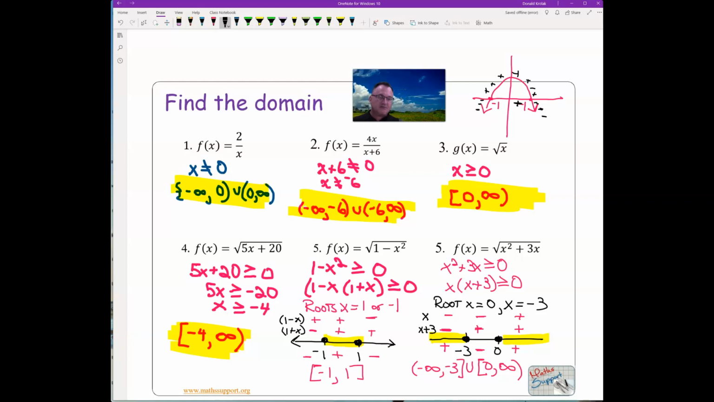Pick a number between -3 and 0, like -2. Plug it into those, I get a negative and a positive. When these get multiplied like they are right here, that gives me my sign. And then the last one, if I picked a number greater than 0, each one of these things would be positive. So I am looking for where the graph is positive. Well, it's positive to the left of -3, and it's allowed to be equal to 0, so that's why I use the brackets. And then it's positive to the right of 0 up to infinity.